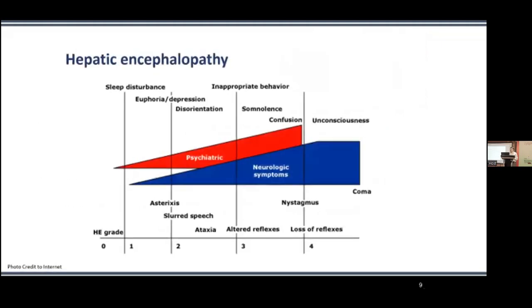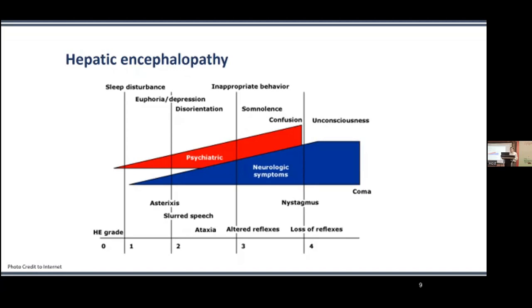These pictures represent the timing and development of hepatic encephalopathy. Usually patients start with psychiatric symptoms like sleep disturbance, and later euphoria or depression, and may develop disorientation, somnolence, confusion, and lastly become unconscious. Neurologic symptoms lag a little behind the psychiatric presentations, including asterixis, slurred speech, ataxia, altered reflexes, nystagmus, and loss of reflexes, and finally patients might go into coma.